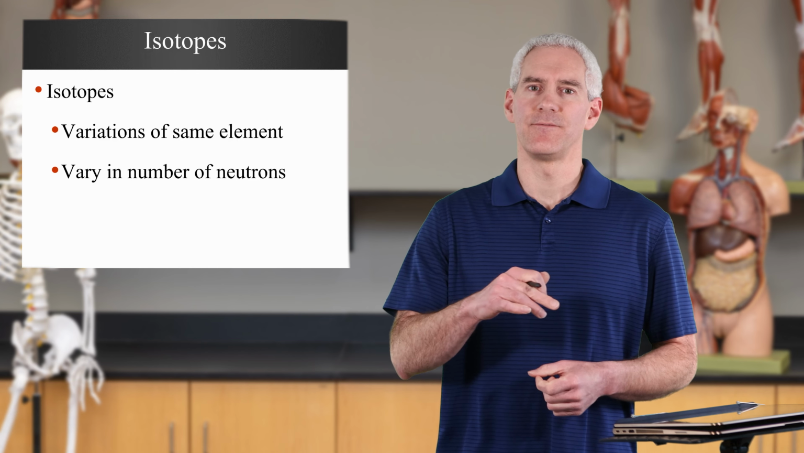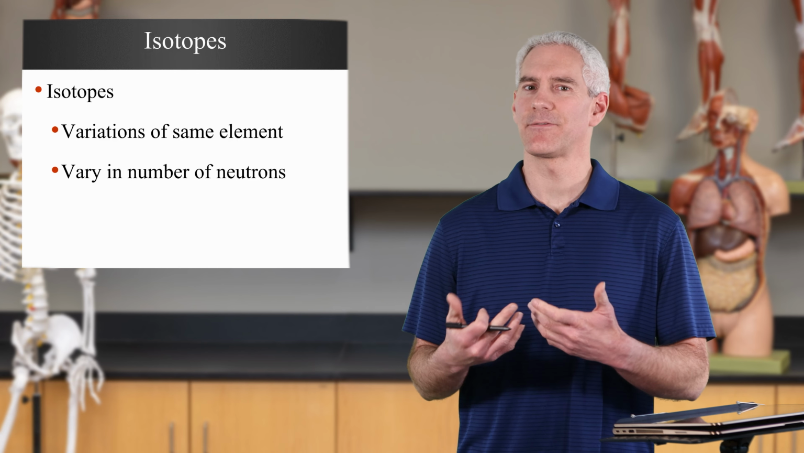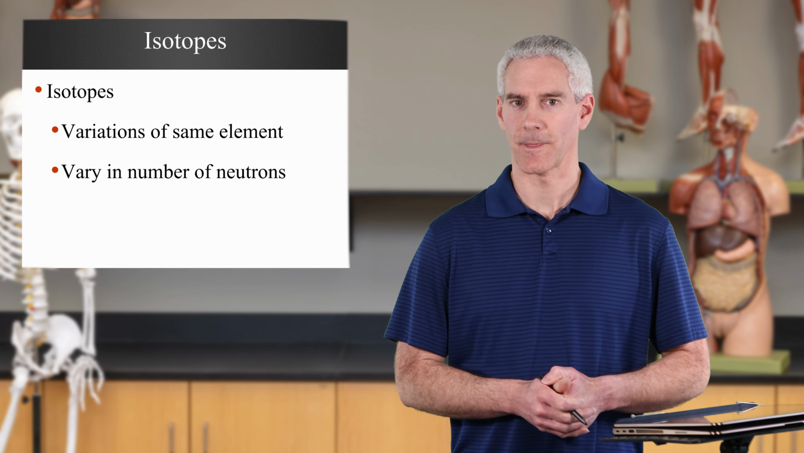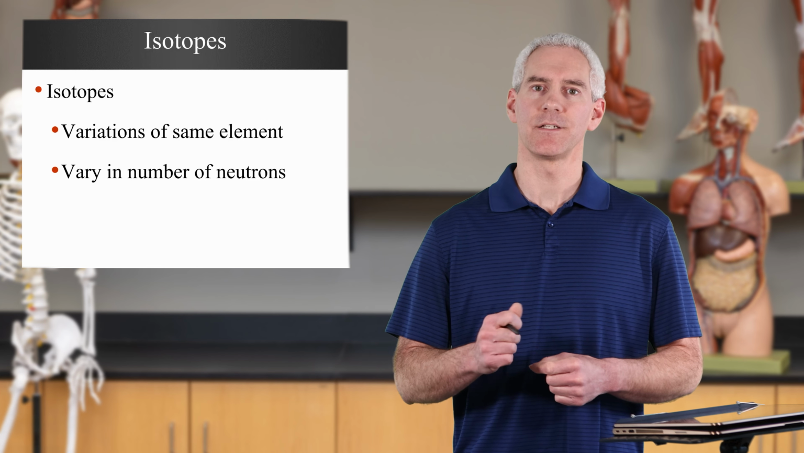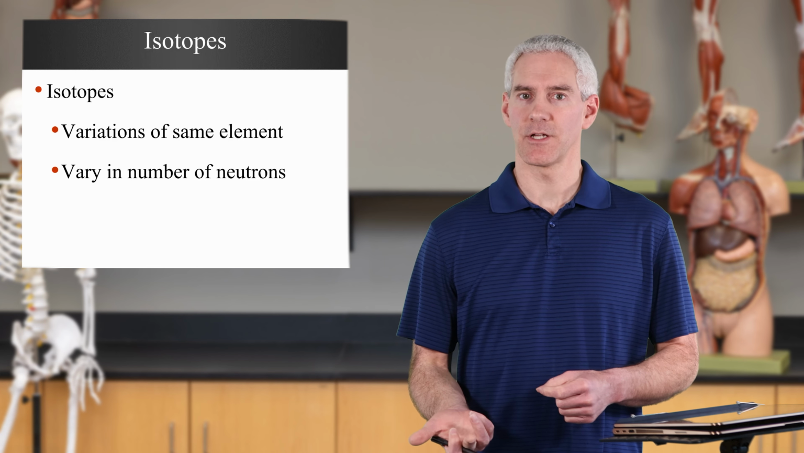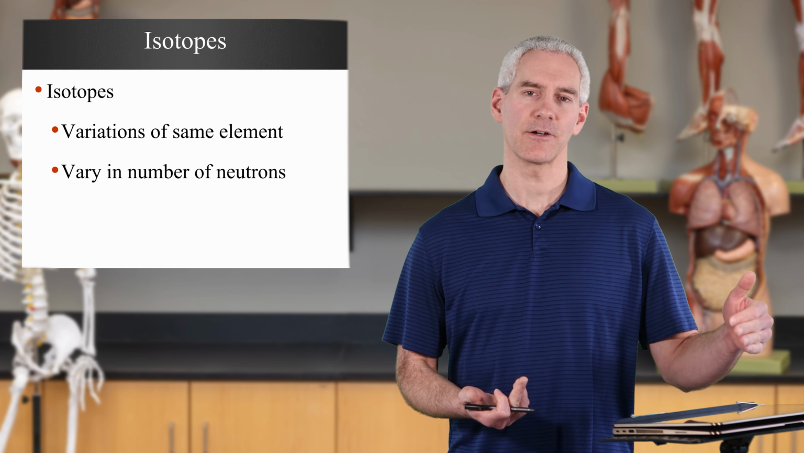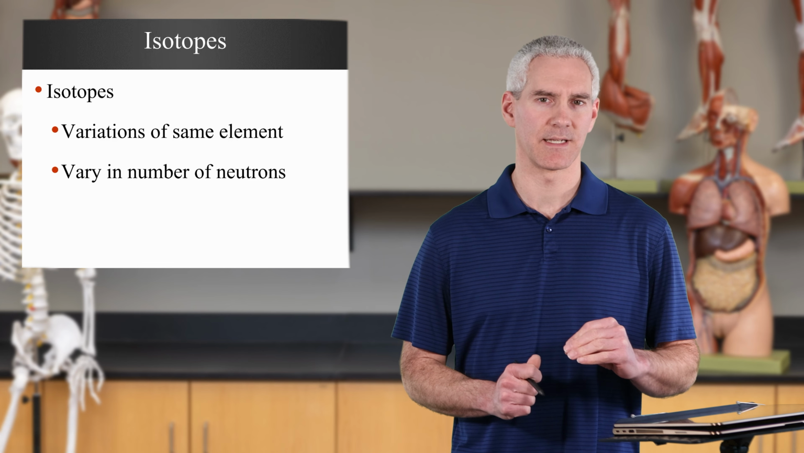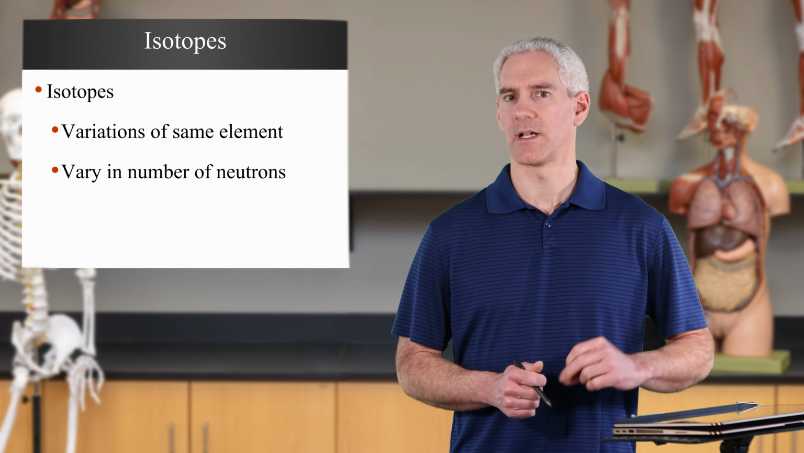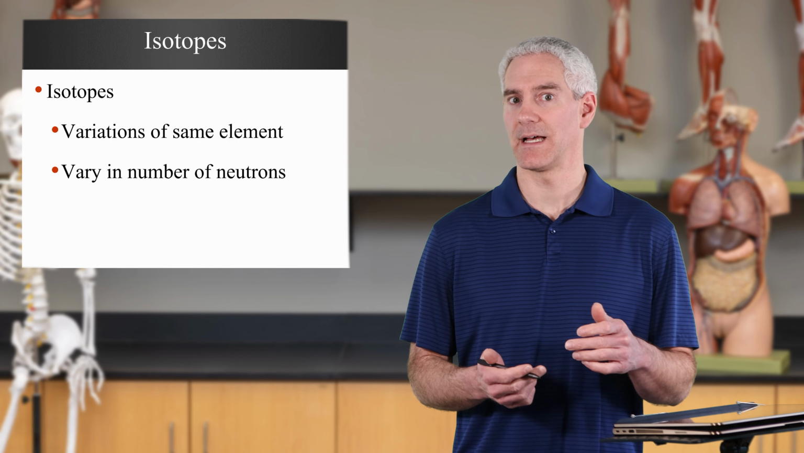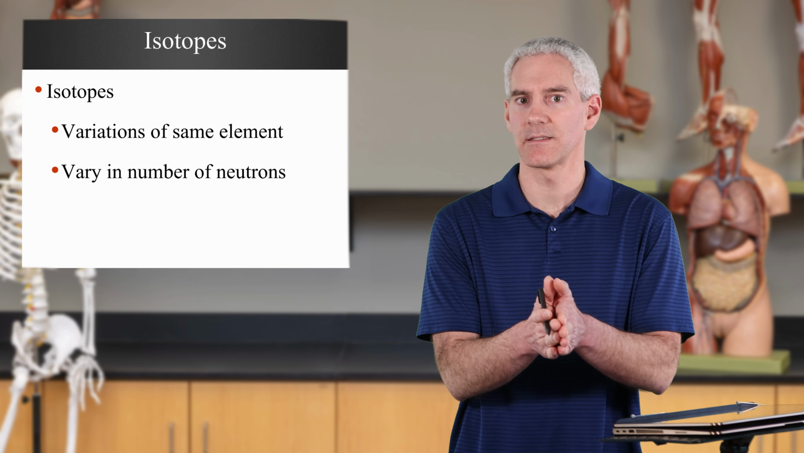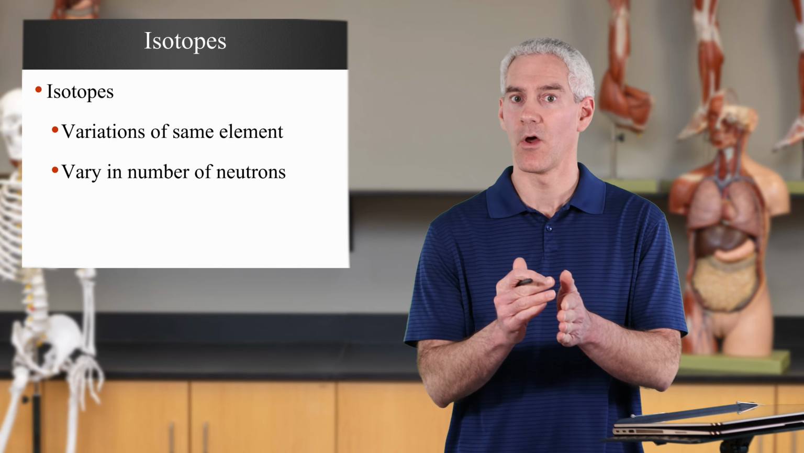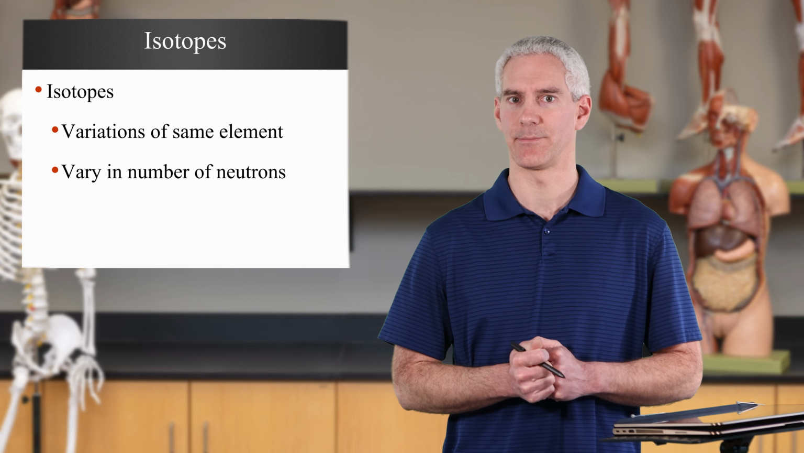But sometimes there's variability, some different takes on each element. These are referred to as isotopes. An isotope is going to be a variation of the same exact element. I'll show you an example in a second. But the neutrons are varying. So you might have one with a set number of neutrons, then one has one more neutron, or two more neutrons, for example.